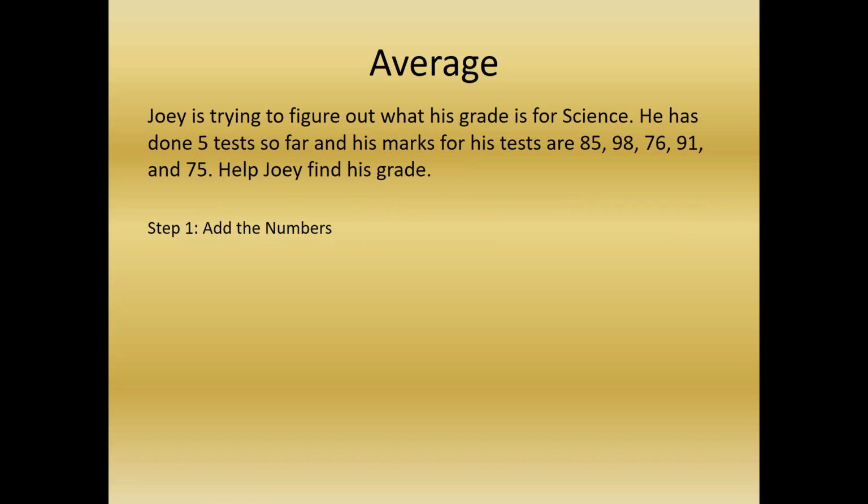So step number 1 for finding the average is to add the numbers together. So we have 85 plus 98 plus 76 plus 91 plus 75. So we're going to start with just adding our ones digits. So we know that 5 plus 5 is 10, so we're going to group those together. 10 plus 8 is 18. 18 plus 1 is 19. 19 plus 6 is 25.